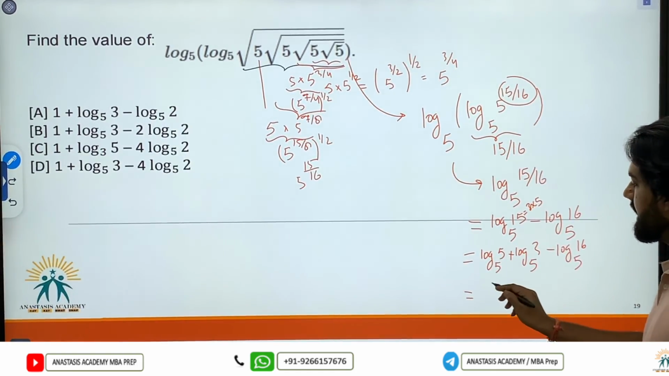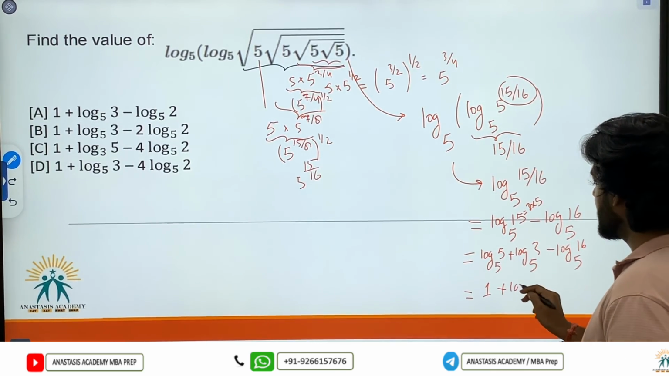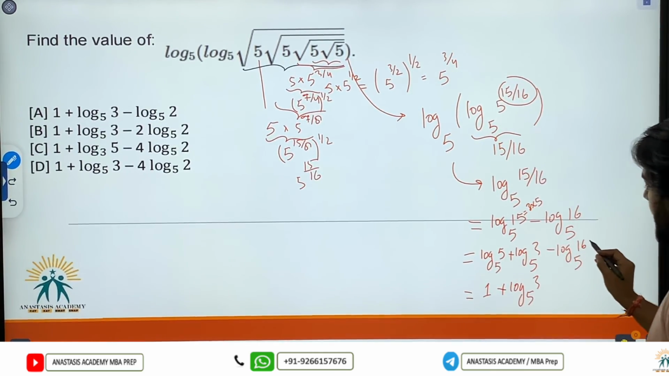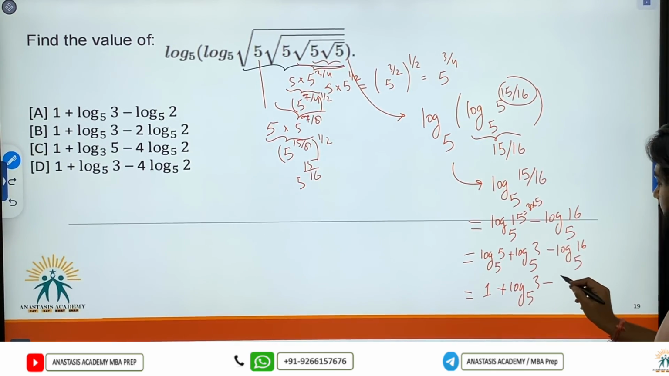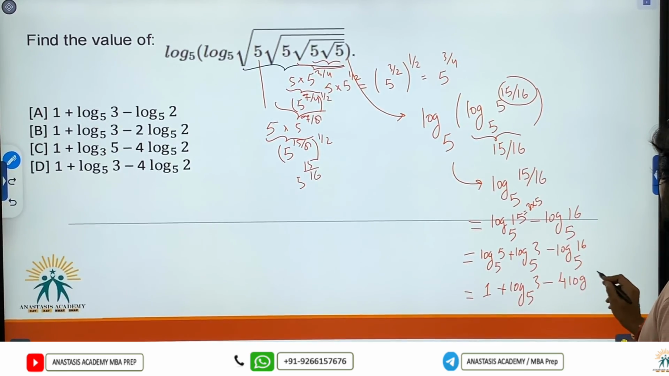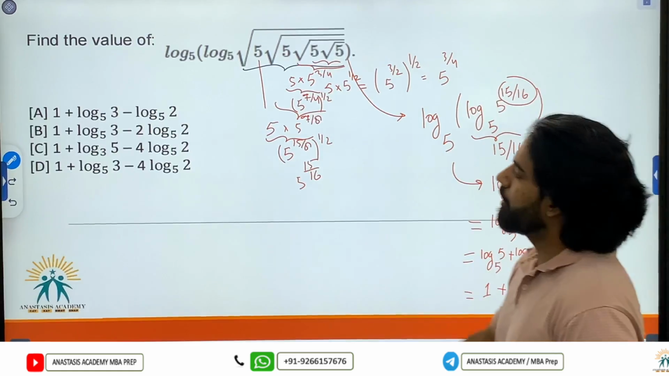Or I can write it as this is 1, this is log 3 to the base 5. 16 is 2 raised to the power 4. So I can write it as 4 times log of 2 to the base 5. So correct answer would be option B.